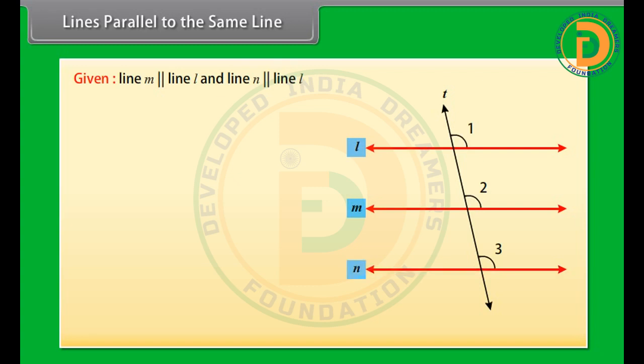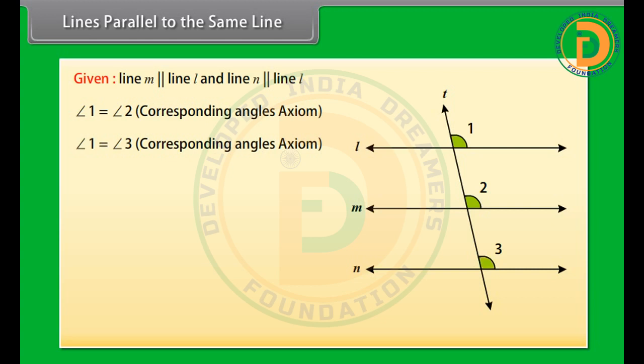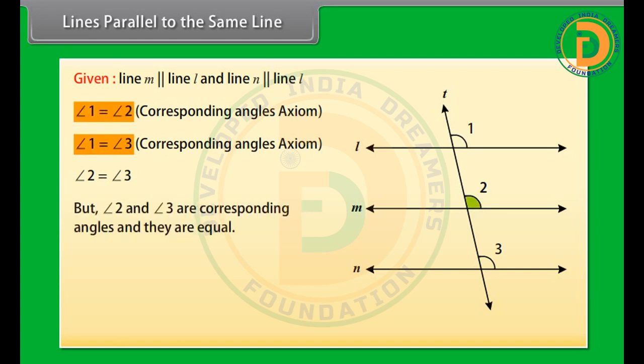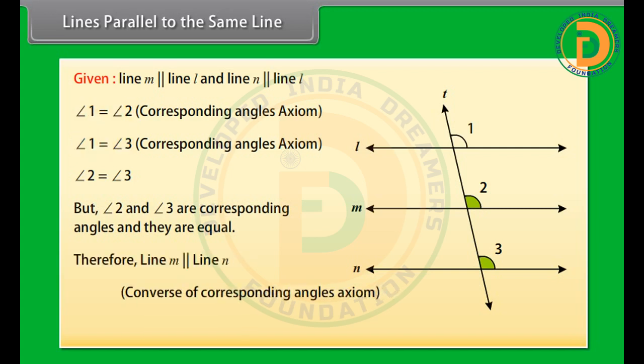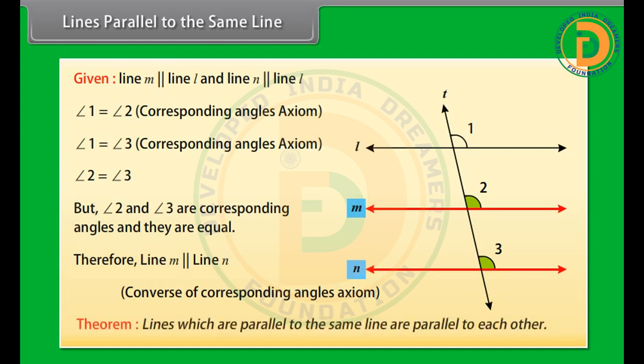Therefore, by using the corresponding angles axiom, we can say that angle 1 is equal to angle 2 and angle 1 is equal to angle 3. So, from these two, we can say that angle 2 is equal to angle 3. But angle 2 and angle 3 are corresponding angles and they are equal. Therefore, by using the converse of the corresponding angles axiom, we can say that line M is parallel to line N. And this result can also be stated in the form of a theorem. Lines which are parallel to the same line are parallel to each other.